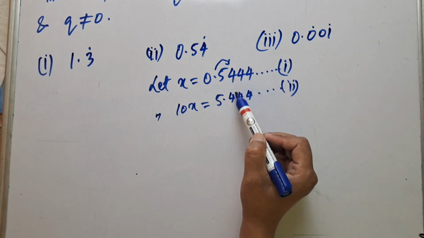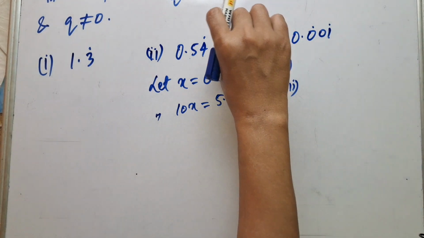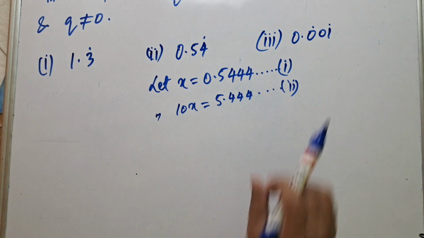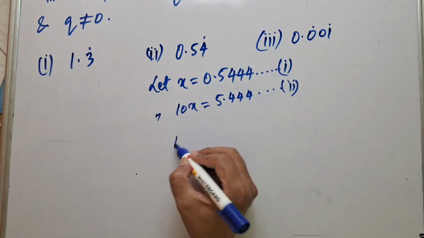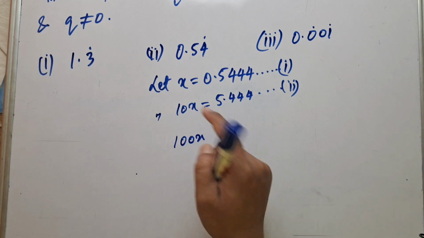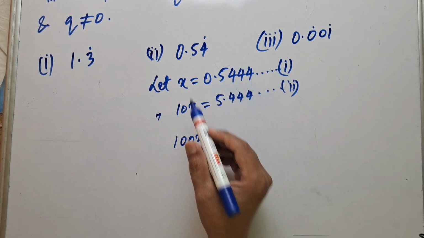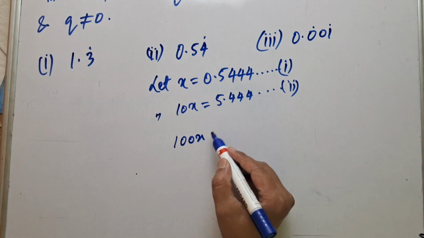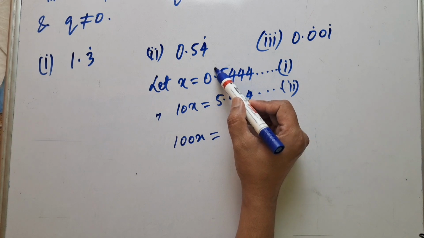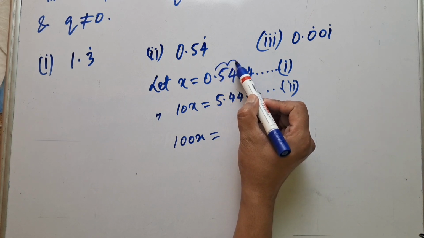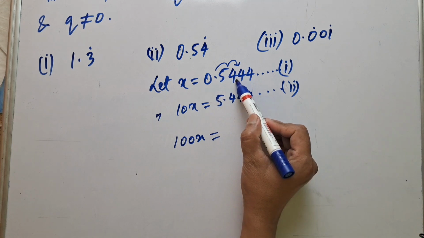So the numbers after decimal points are not the same. So what we do is we again multiply equation 1 with 100. When we multiply equation 1 with 100, 100 into x will give us 100x, equal to 100 into this number, which means this decimal will move 2 digits backward.